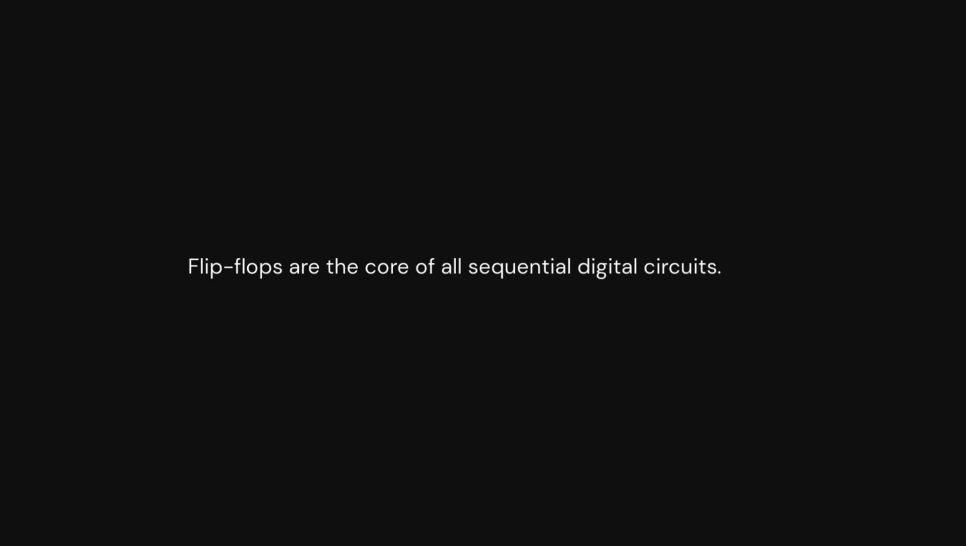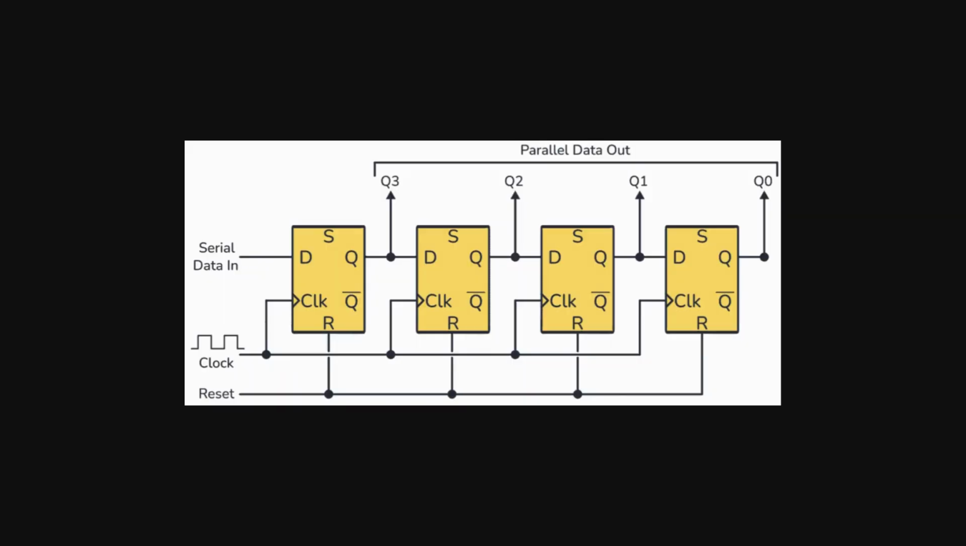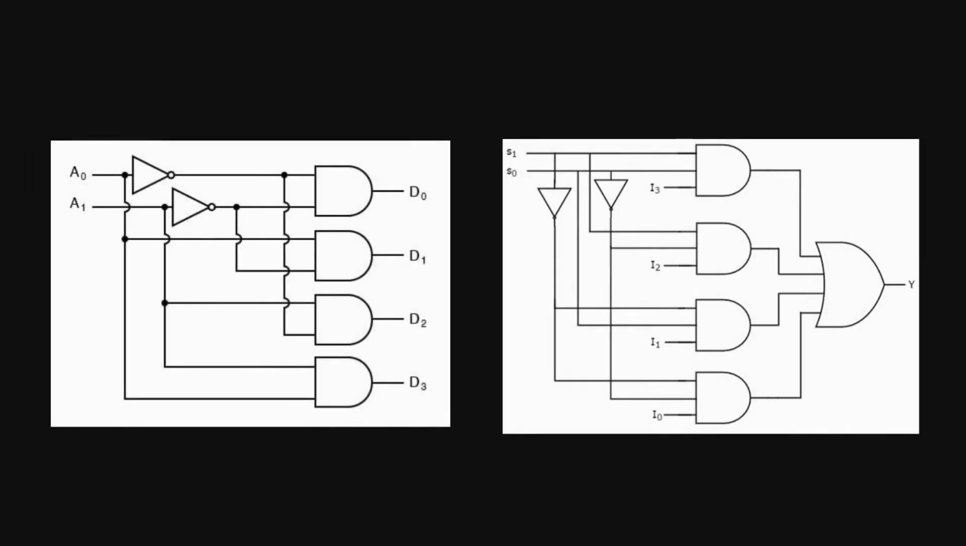Flip-flops are the core of all sequential digital circuits. Group them into arrays and you will get registers. Arrange them in a larger grid, you will get memory. Decoders and multiplexers are used to read and write in a specific memory location, and a simple CPU is formed.